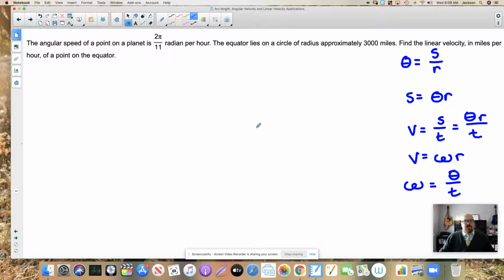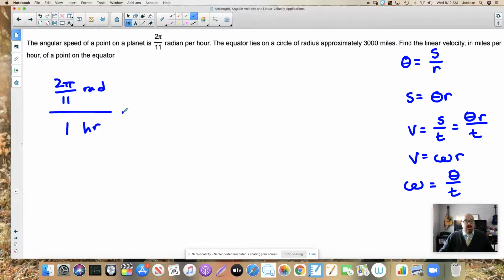What we're going to do is look at this problem. It's going to take us a little bit of time, but we're going to look at it two different ways. One way is, suppose we didn't know any of these formulas to find the linear velocity. We start with the fact that this object is moving at 2 pi over 11 radians per 1 hour of time. And they want us to convert this into the linear velocity of the object.